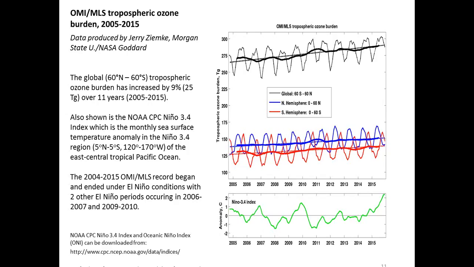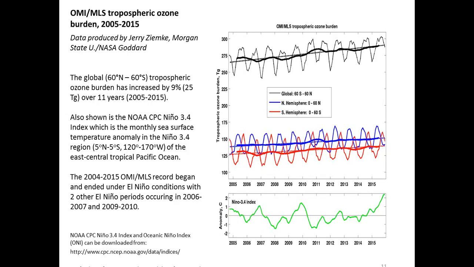And what I'm showing in the time series here is the full Aura time series of his OMI MLS tropospheric ozone burden product. It starts in October of 2004, and we just updated it through December of 2015. We update this figure every year in the NOAA BAMS State of the Climate Report, and that'll come out later this year. But what no one has seen yet is this latest update with 2015 thrown in there. So that top black line, the thin one that goes up and down, that's the monthly tropospheric ozone burden from 60 south to 60 north.